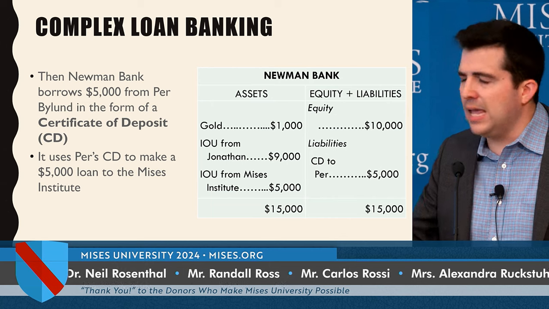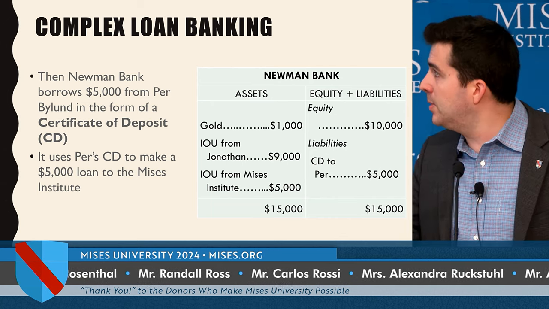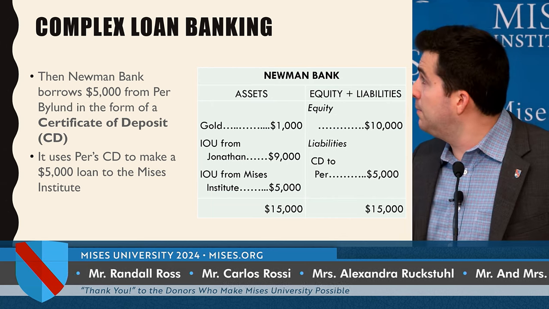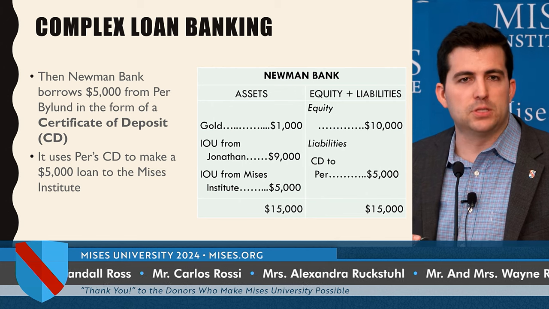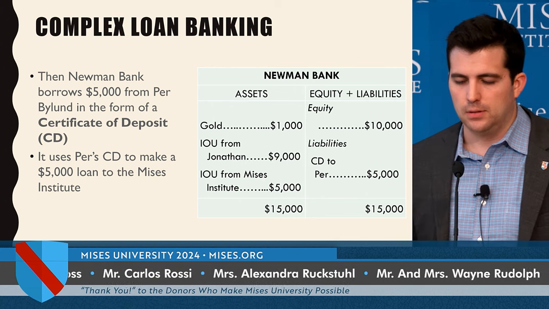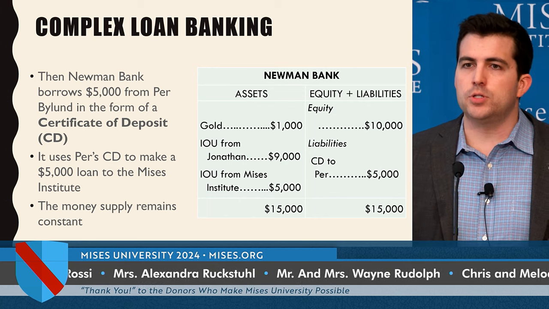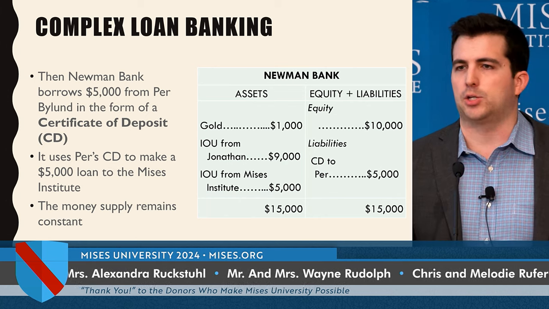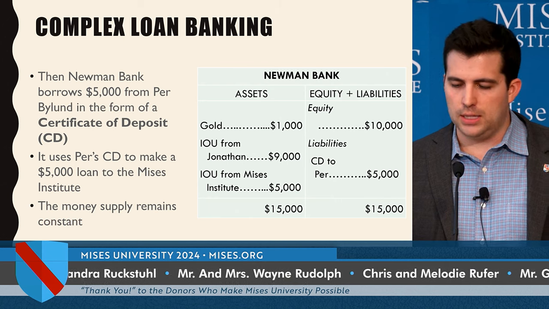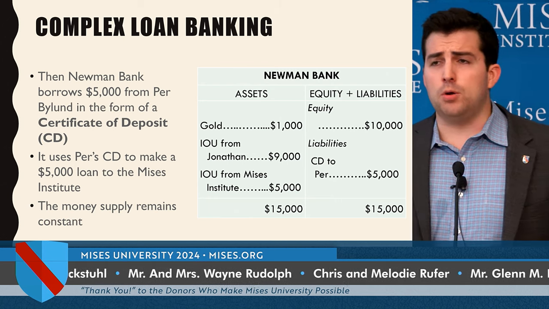I'm not taking advantage of everyone. I'm the one going out and finding people. I'm accepting people's savings and I'm lending it out. All right. The money supply, once again, remains constant. There is only just a shifting of the cash balances. Okay, that's all that's happened. Okay. So this is loan banking.